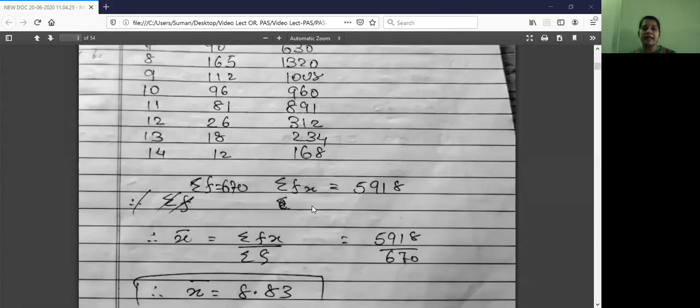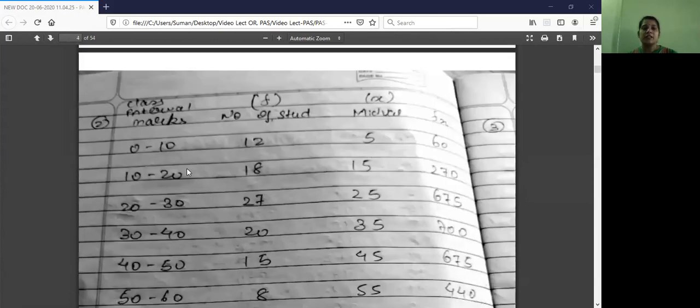This is two types of example. If we are given only the values of x and f, and if our question is given in the class interval format. Okay, so the next question is: the class intervals given are 0 to 8, 8 to 16, 16 to 24, 24 to 32, 32 to 40, and 40 to 48. And the frequencies are 8, 7, 16, 24, 15, and 7.